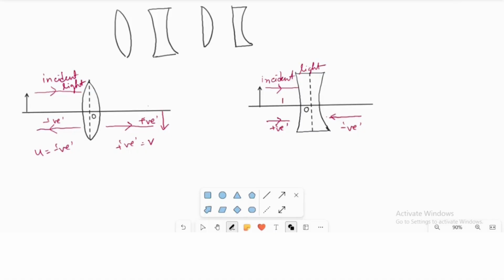Suppose the image is formed here for a concave lens. In that case, the distance of the object and the distance of the image are both negative.